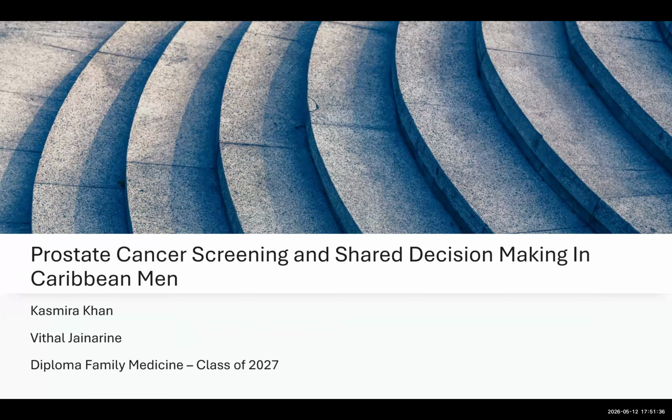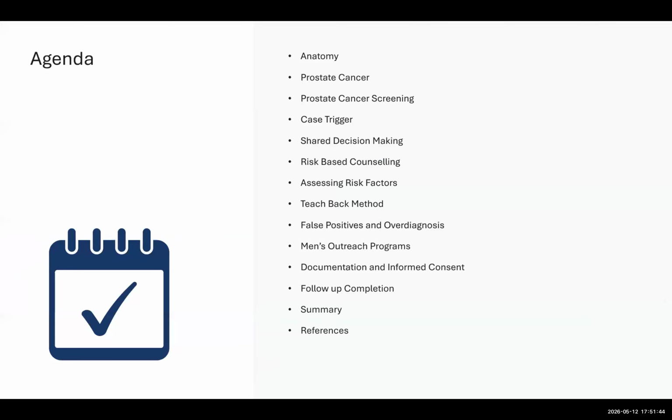All right, so I'm Vital Jaina, and Kasmira and I will be presenting prostate cancer screening and shared decision making in Caribbean men. So on the menu, we're looking at the anatomy of the prostate gland. We'll be looking at prostate cancer screening. We'll look at a case and dig a little bit deeper into shared decision making, risk-based counseling, assessing risk factors. We'll look at the teach-back method. We'll delve a little bit into false positives and overdiagnosis and look at the available men's outreach programs. And we'll wrap up by looking at documentation, informed consent, and follow-up.